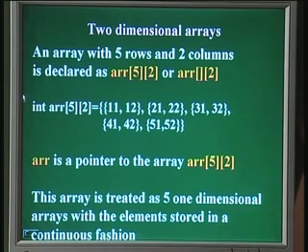Now here are the elements. I declared it this way and put in all the elements here: 11, 12, 21, 22, 31, 32, 41, 42, 51, 52 are the elements of this array. I have filled up all 5 rows. Now, as in the case of a one-dimensional array, if I say ARR, it will point to the base address of this array again. That's the same as in a one-dimensional array.